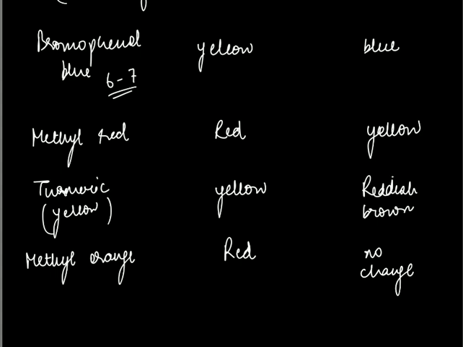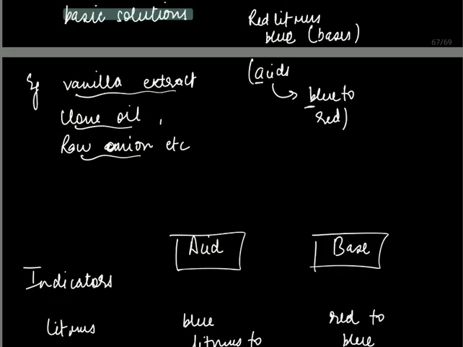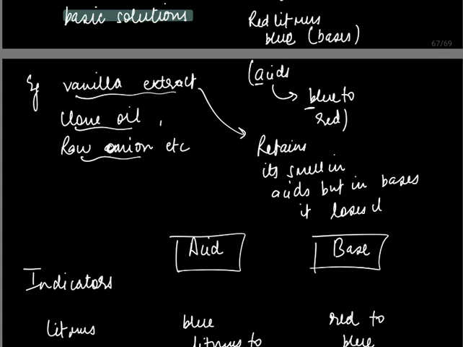Now if we talk about olfactory indicators, let's say we have vanilla essence, right? Vanilla extract or vanilla essence. This retains its smell in acids, but in bases it loses its smell. And the same we can say for raw onion. Raw onion also retains its smell in acids but loses its smell in case of bases. That's how you can remember it.